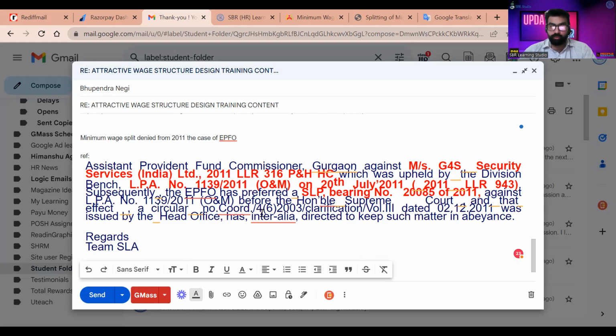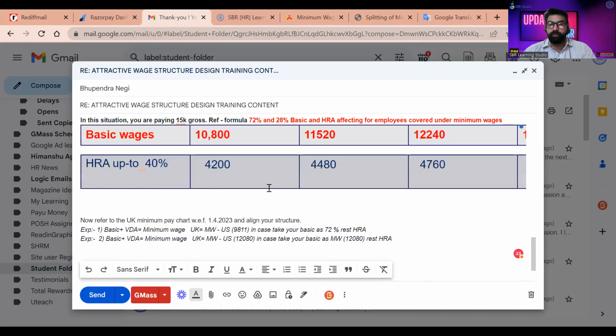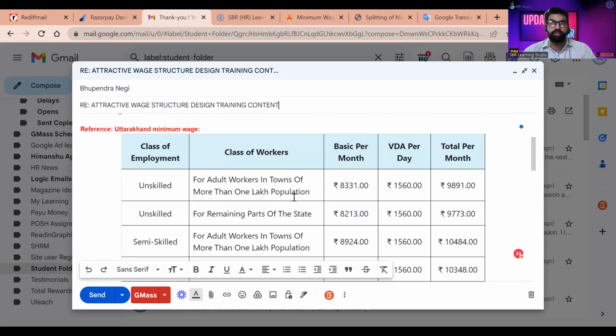But referring to the order advanced by the EPFO, that is the circulation issued in 2011 on the splitting of minimum wage for the matter of EPFO. So how do you now consider your basic pay for the calculation of EPFO when the employee is covered under the minimum wage?